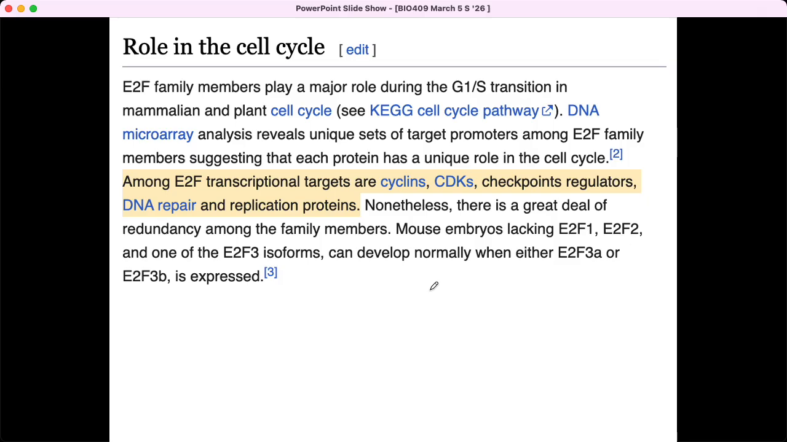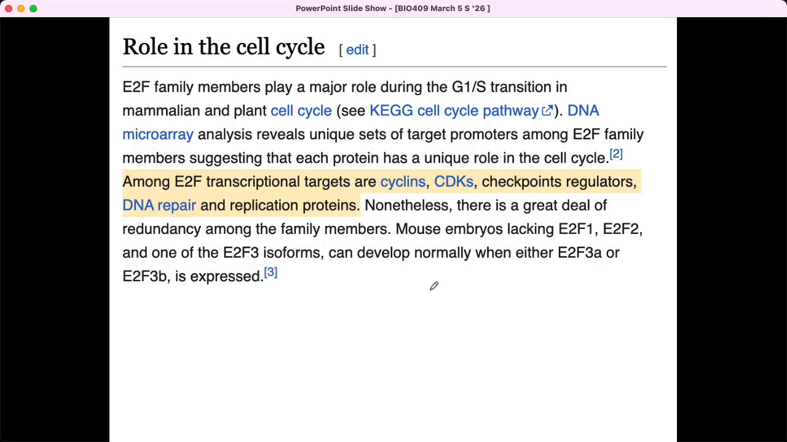Role in the cell cycle, I just highlighted one thing. Among E2F transcriptional target genes are cyclins, CDKs, checkpoint regulators, DNA repair, replication proteins, like that. So they say cyclins too, right? Because that's part of this, the light's going to get brighter, we're going to crank it up. And so again, if a person were an RB carrier and had already lost one copy, maybe they're already starting to make too many cyclins because they get some activity of E2F, and they're leaning into the cell cycle in a way that's dangerous.